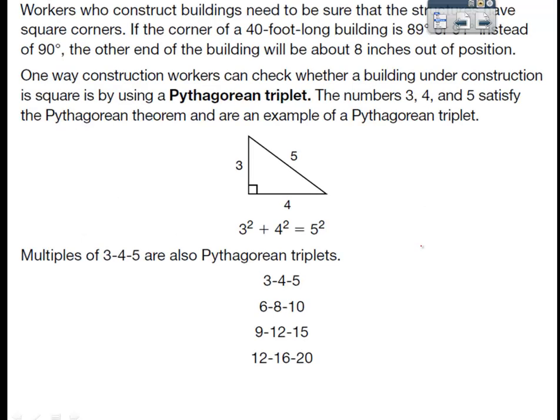So first of all, let's talk about what a Pythagorean triplet is. That is not necessarily consecutive numbers, but sets of numbers that all form a perfect right angle.